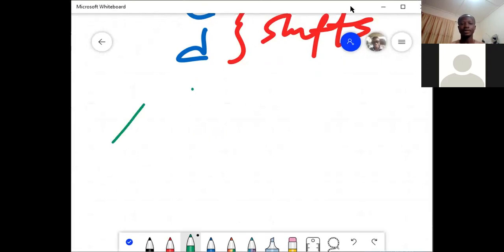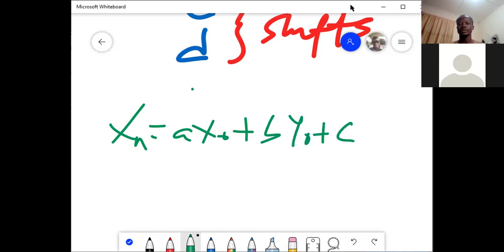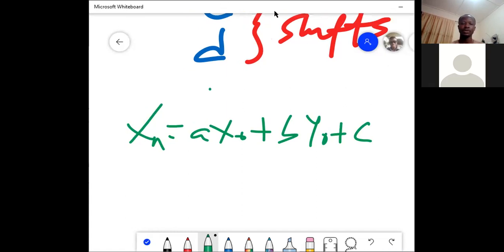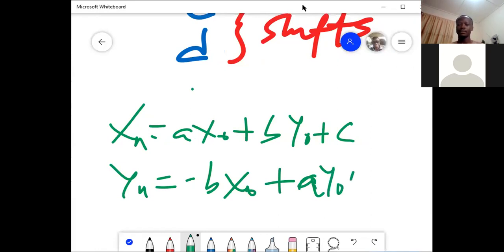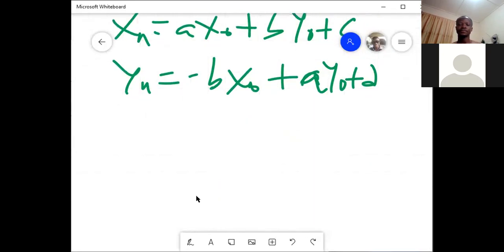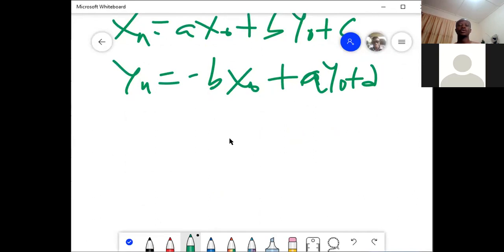So we have xn equal to ax naught plus by naught plus c. Okay. So yn equal to minus bx naught plus ay naught plus d. So c and d are actually shifts.